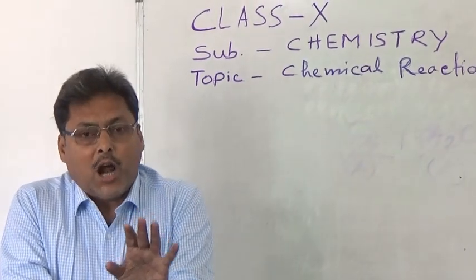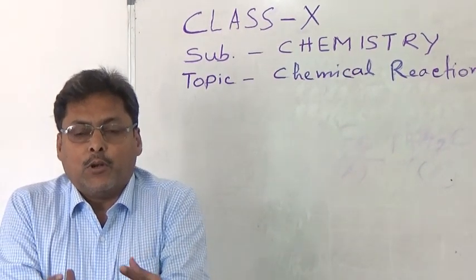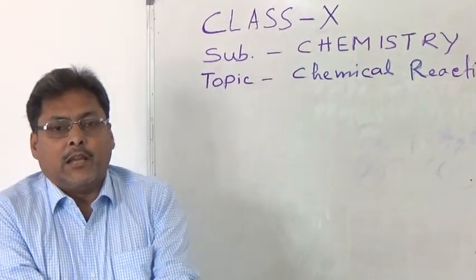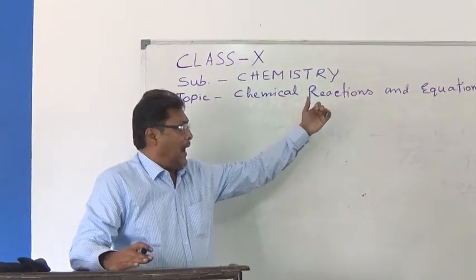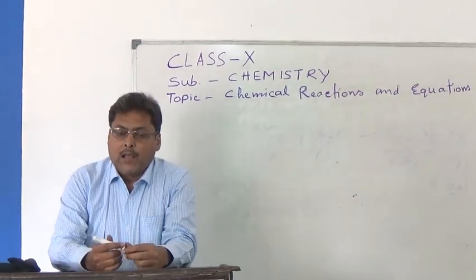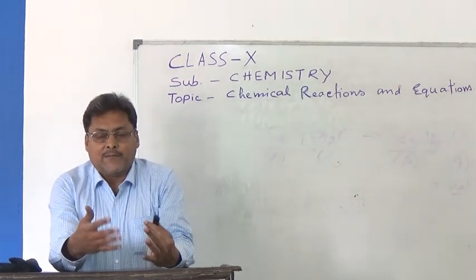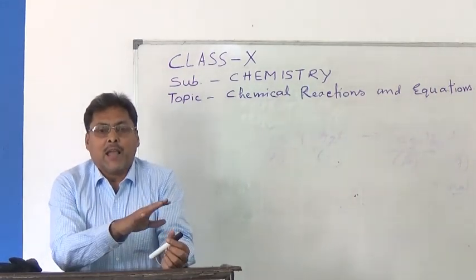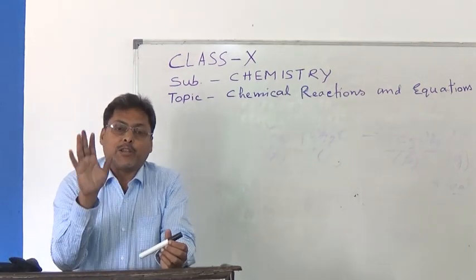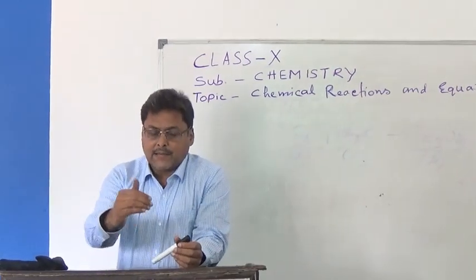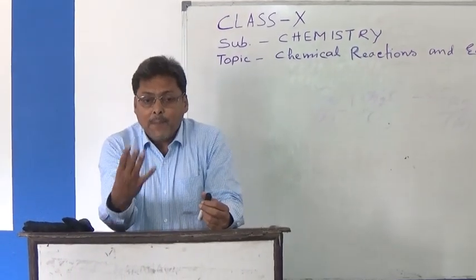Today we will start discussing the first chapter in your chemistry book, that is chemical reactions and equations. It will need 2 or 3 periods to complete the lesson. In this chapter we will learn about chemical changes, different types of chemical reactions, and how to write down these reactions in the form of equations. Let us start a little earlier. Let us recap a little bit.